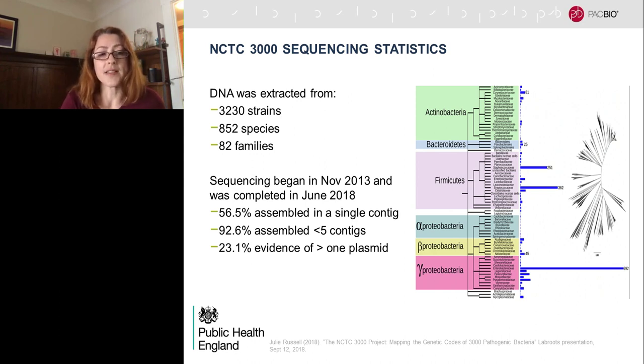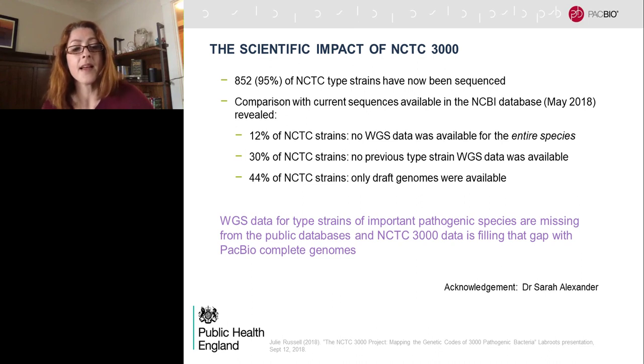Most of these were assembled into very few contigs, and a number of them also had the plasmid sequenced and closed. The impact of all of this has been pretty profound in terms of the quality of information that is now available with the NCTC type strain. So the vast majority of the type strains now have complete reference genomes. And prior to this, a large number of them had no whole genome sequencing data at all for the entire species. So not even just the strain that's banked with NCTC, but for any member of the species at all.